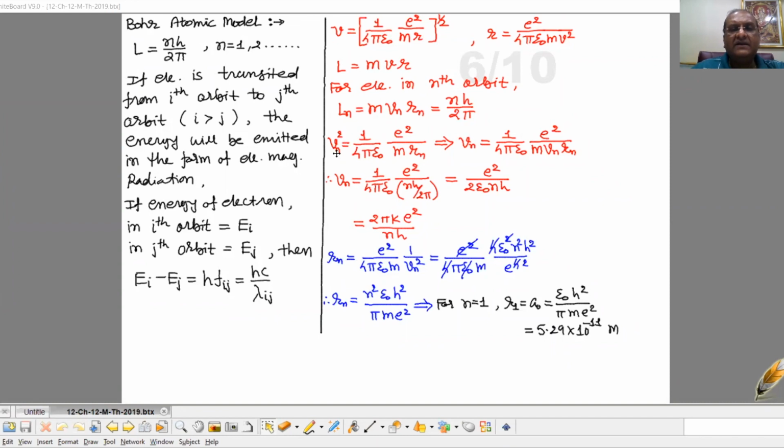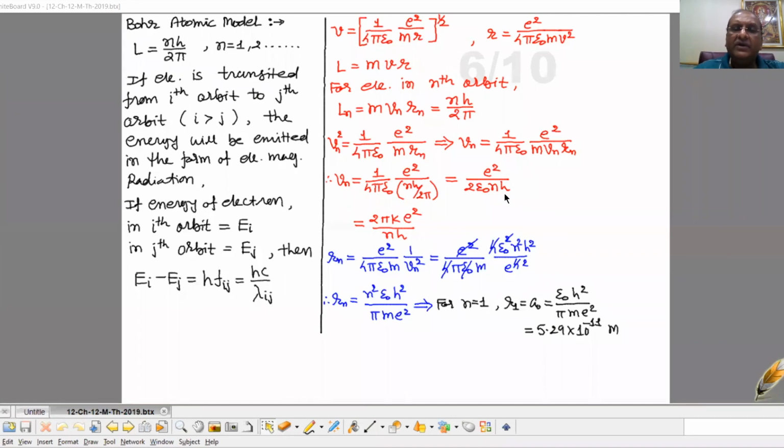Okay, so we can write here now, as per this equation, Vn square equal to 1 upon 4 pi epsilon 0 e square upon m, and this r is Rn, because this one is in nth orbit that we considered. So we can write Vn equal to 1 upon 4 pi epsilon 0 e square upon m Vn Rn. From this Vn square, one Vn is taken on right hand side. Now this denominator m Vn Rn, that is angular momentum, but angular momentum is nh upon 2 pi. So we can write Vn equal to 1 upon 4 pi epsilon 0 e square upon nh upon 2 pi. Resultantly, we will get Vn equal to e square upon 2 epsilon 0 n h.